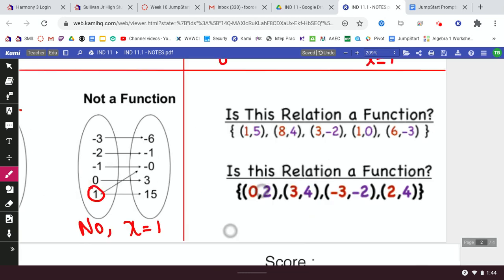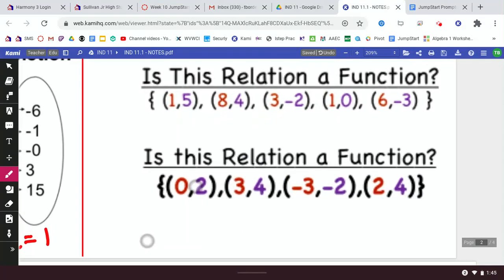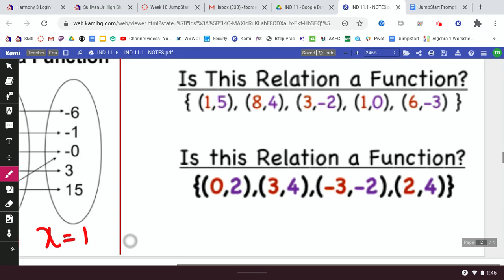The last way that you're going to be given this information is in a relation using those fancy brackets I was talking about, where you do a fancy bracket and then you list all the ordered pairs and then you close it with a fancy bracket. And that means that those points are a relation, and you can tell whether or not it's a function the same way. You just look at your x's.